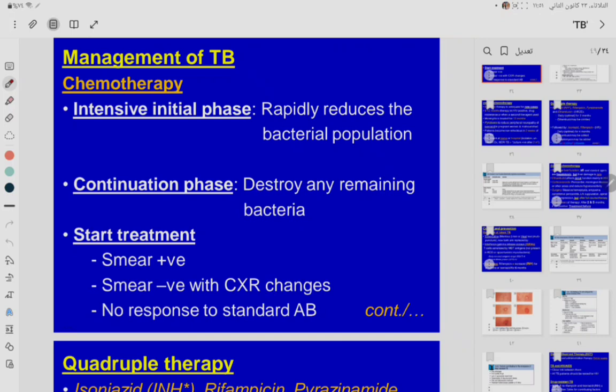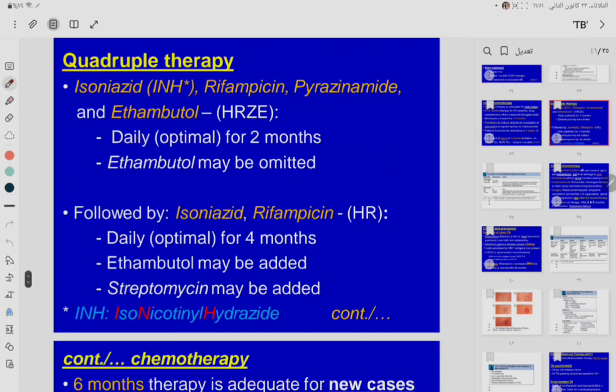This is followed by isoniazid and rifampicin for another 4 months, a total of 6 months, if the patient is not known to have, and the test did not show, multi-drug resistant TB. Okay, ethambutol can be added and streptomycin might be added. INH, or isonicotinyl hydrazine, means isoniazid. Next. 6-month therapy is adequate for new cases.